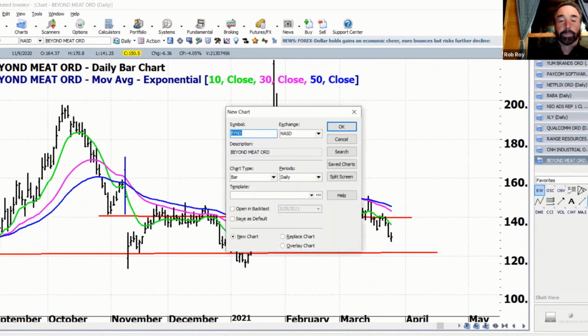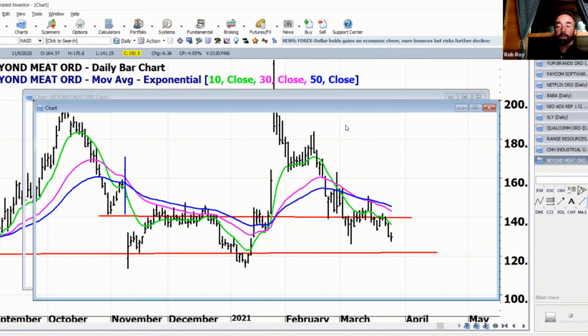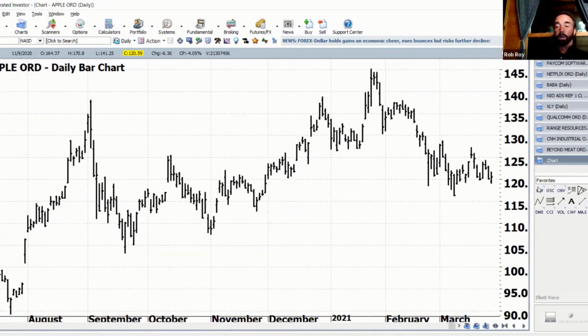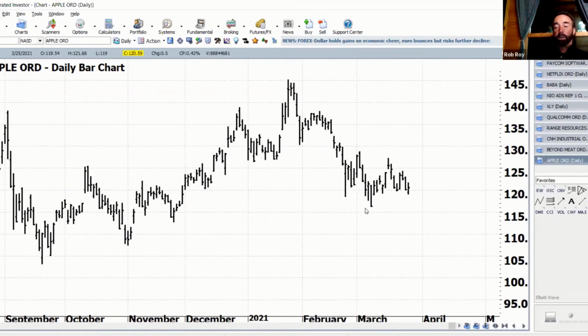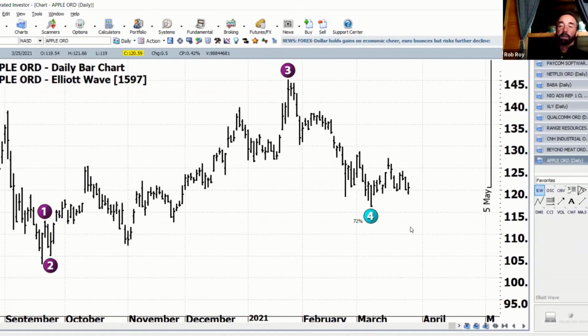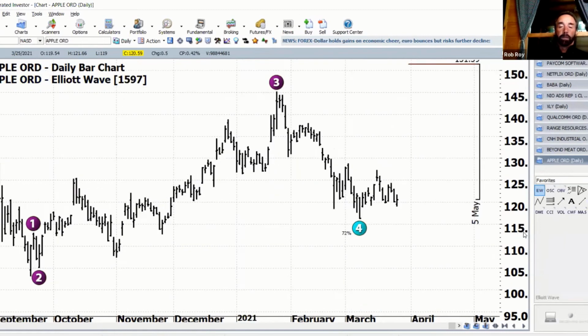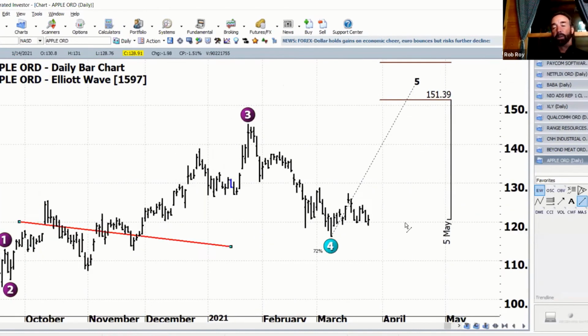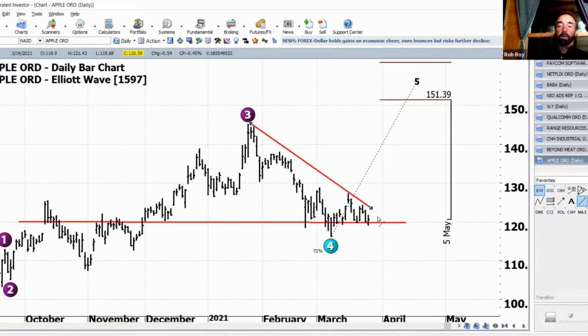Apple, also trying to fight back. Really doesn't want to give up that 120 level, as you can see, holding in there really well. 72% correction. So this is Elliott would be a little concerned about that, even though it didn't hit the full fib disqualification of 78.6. But we'll see how that plays out. But a bit of a descending triangle being formed in Apple here as well.